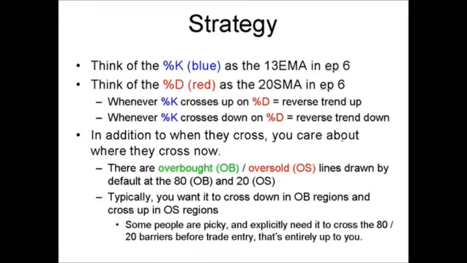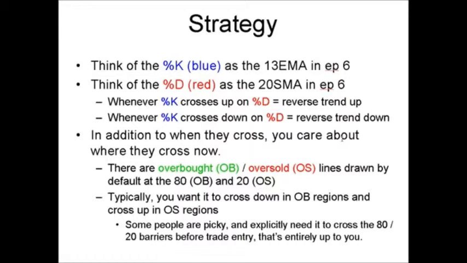But in addition to when they cross, you care about where they cross, because this is an indicator. It has its own indicator window. It's not on your actual chart. So you care about the levels, which I just mentioned briefly before. You have the 20, which is the oversold, and you have the 80, which is the overbought.